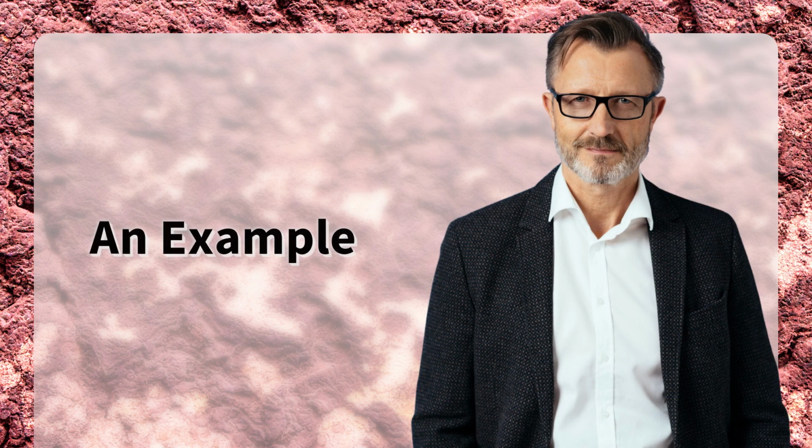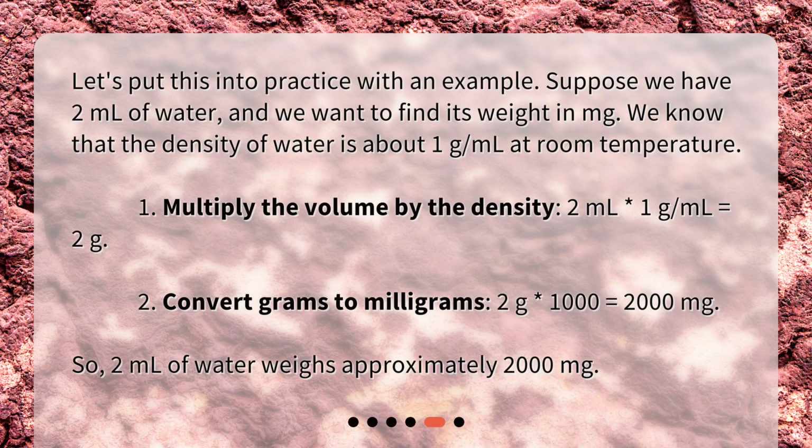An example. Let's put this into practice with an example. Suppose we have 2 milliliters of water, and we want to find its weight in mg. We know that the density of water is about 1 gram per milliliter at room temperature.